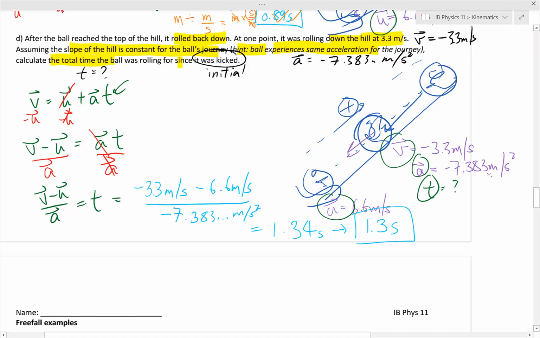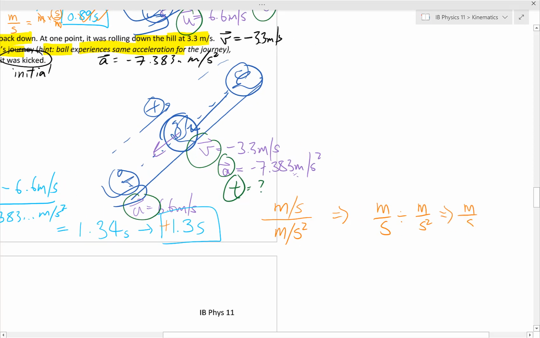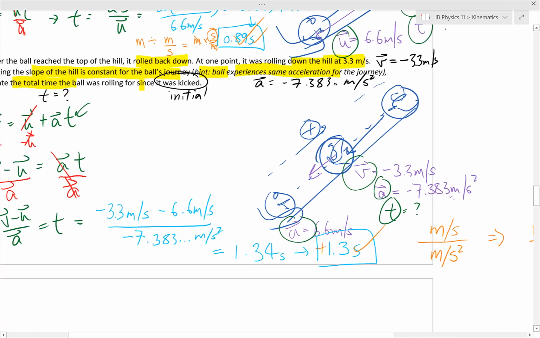Checking our positives and negatives, it's a positive value, meaning we didn't do anything silly, because time should never be negative. Seconds, our units, let's double check our units. We have meters per second minus meters per second, which is just meters per second, divided by meters per second squared. If it's easier for you, you can visualize it like this. Dividing by a fraction is the same as multiplying by the reciprocal. So the meters cancel, one of the seconds cancels out, and we're left with just seconds.